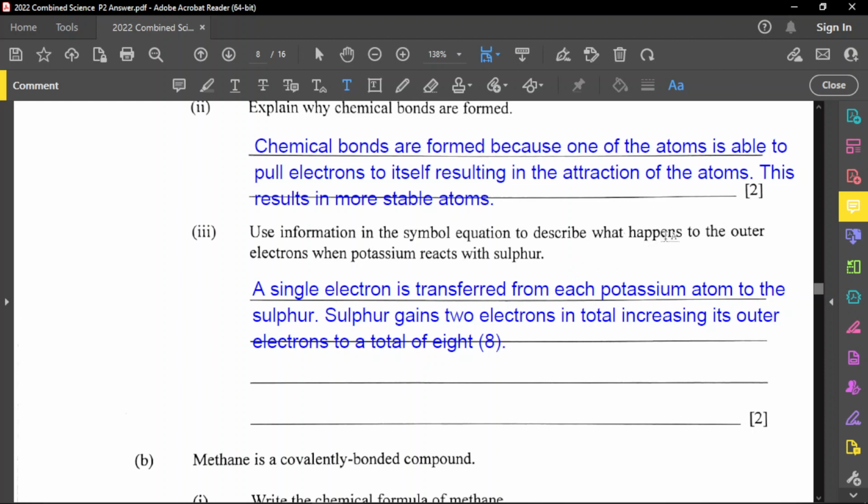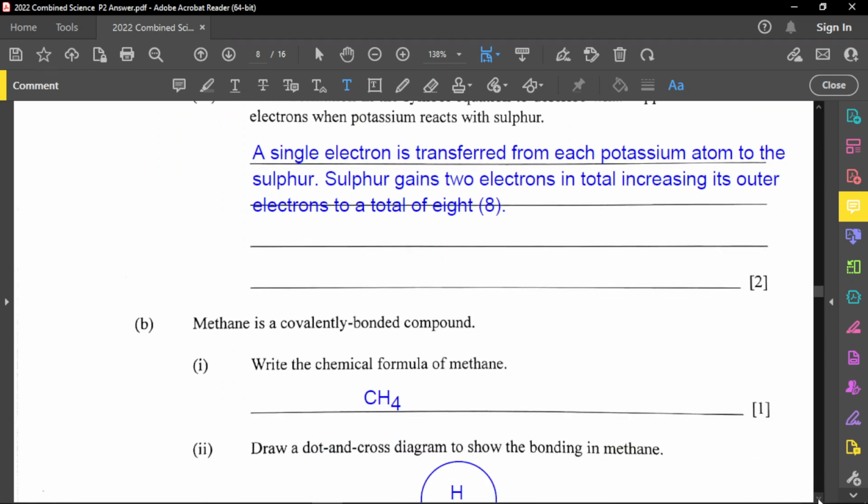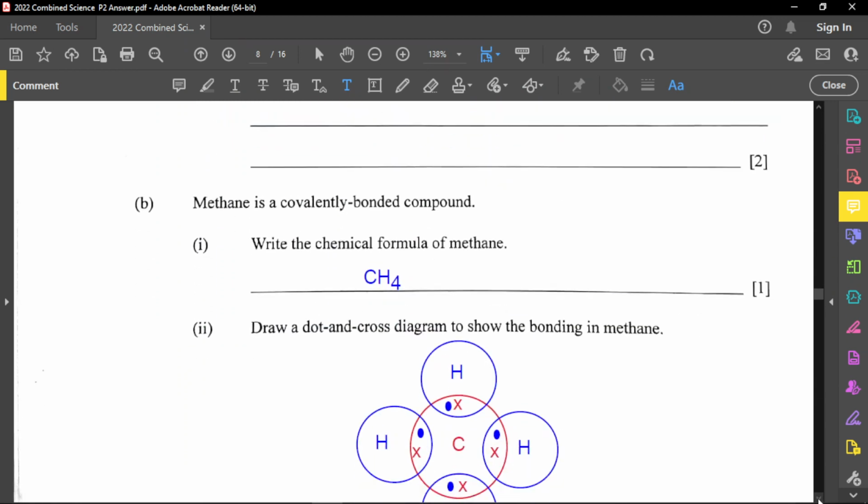So they actually ask that: what happens to the outer electrons when potassium reacts with sulfur? For sulfur it will increase, and for potassium it will decrease. As a matter of fact, potassium will lose that single outer electron, while sulfur will gain two electrons and become 8.